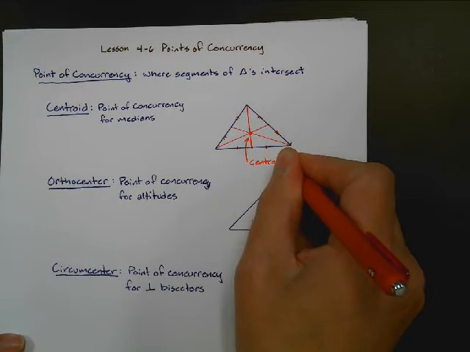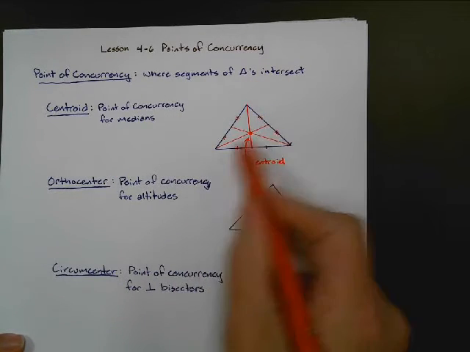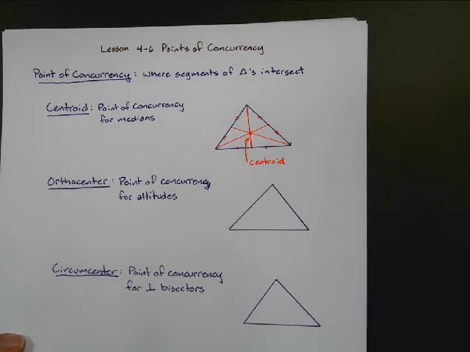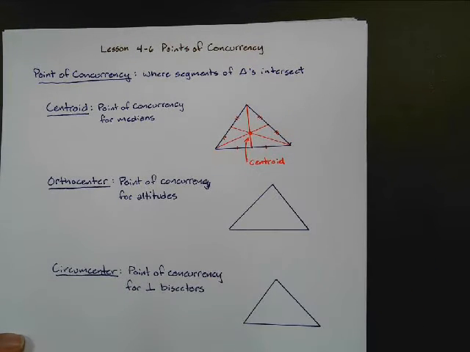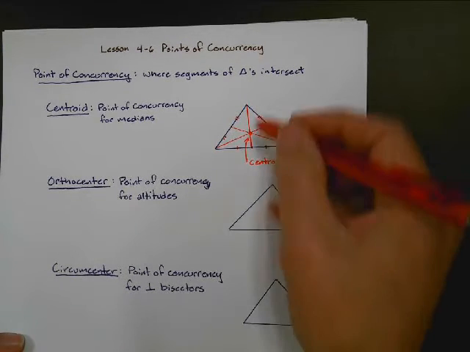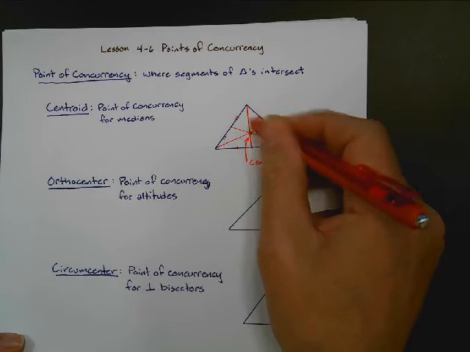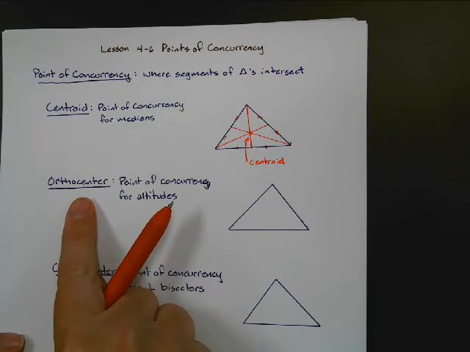So a point of concurrency is where the segments of a triangle intersect. And these median segments are all intersecting at this point. So the median goes from an angle to the midpoint of the opposite side. So that's our centroid. And we also said that the centroid does some cool stuff. It splits the entire median into a 1/3 and 2/3 proportion. Good stuff happens.